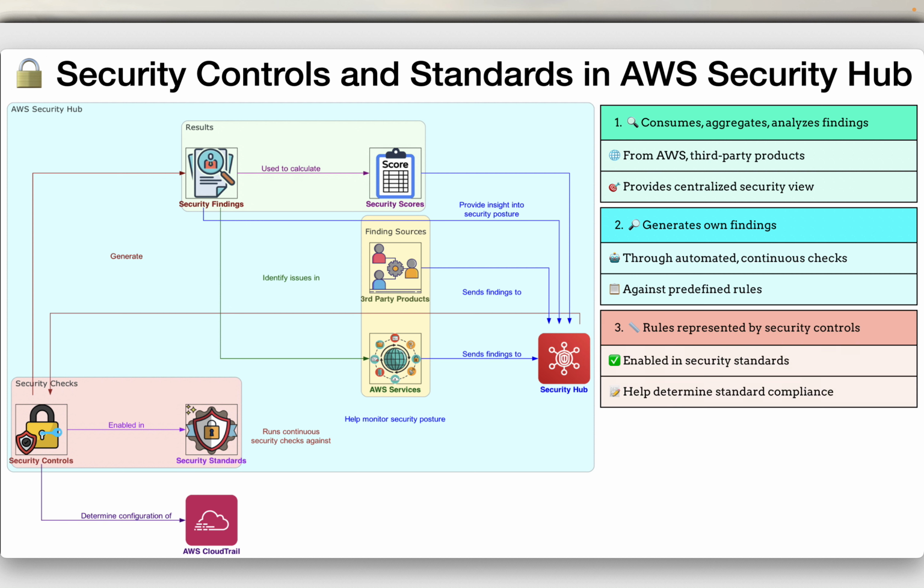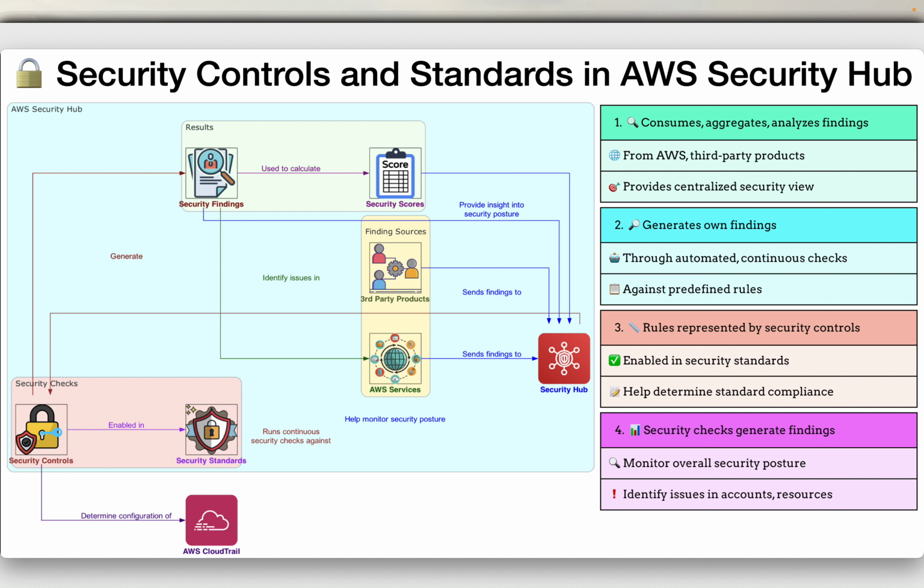The rules against which Security Hub runs its checks are represented by security controls. These controls can be enabled in one or more security standards, helping you determine whether the requirements of a particular standard are being met. When Security Hub runs checks against the enabled controls, it generates findings that you can use to monitor your overall security posture and identify specific AWS accounts or resources that may require attention or remediation.